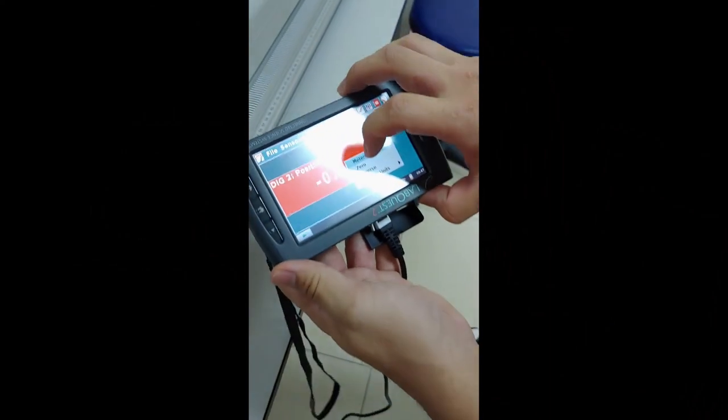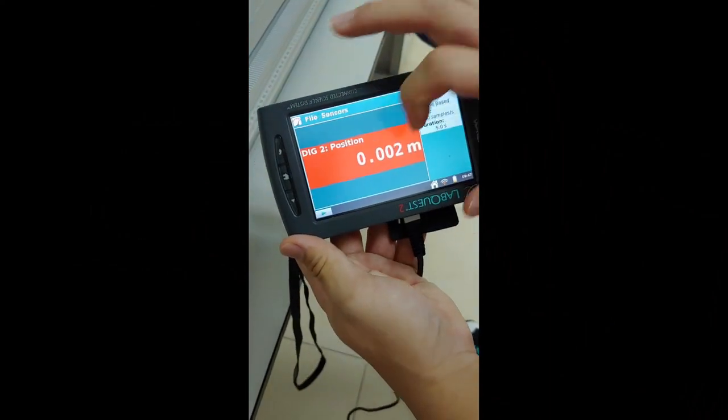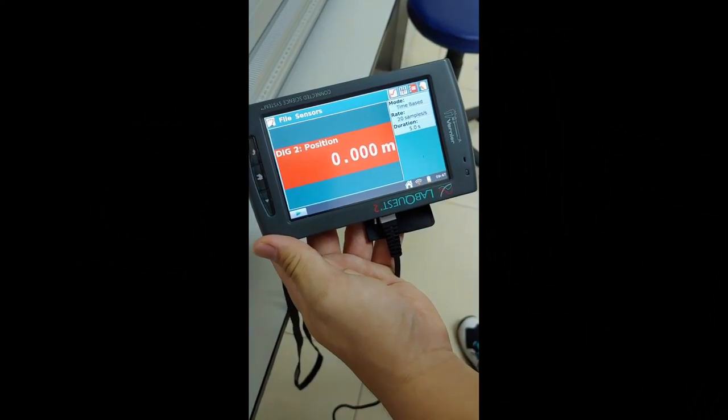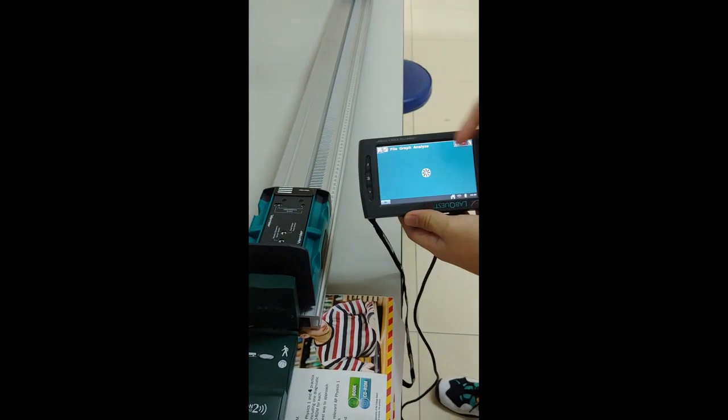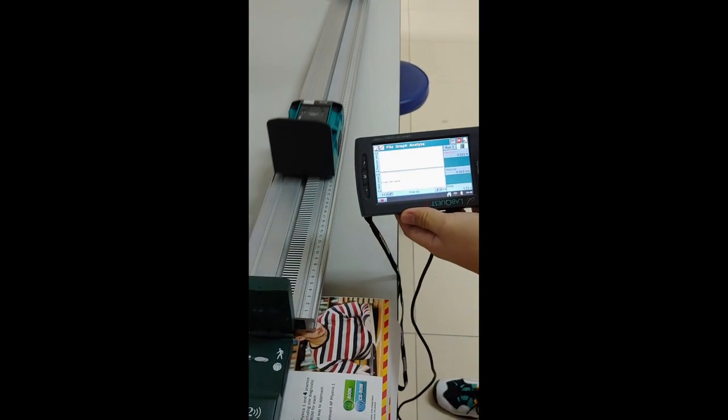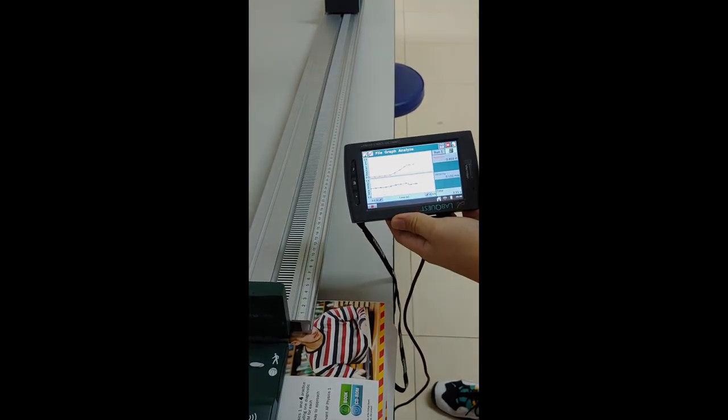Zero out your sensor. Make sure position is set to 0 when the cart is at its initial position. Once it's zeroed out, start collecting data by pressing the play button on the bottom left corner. Let the cart roll down the plane, and you have your data.